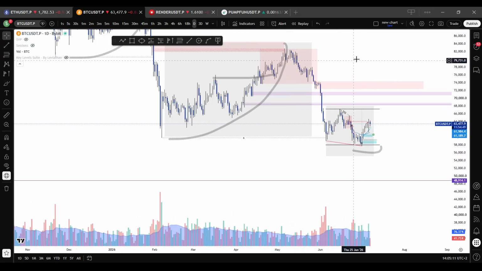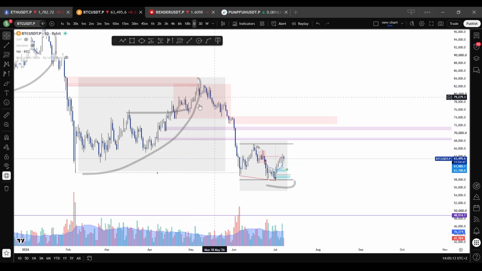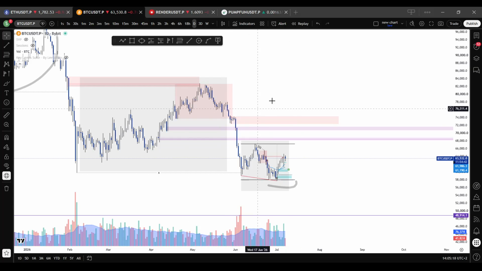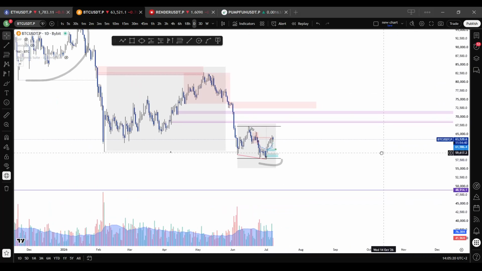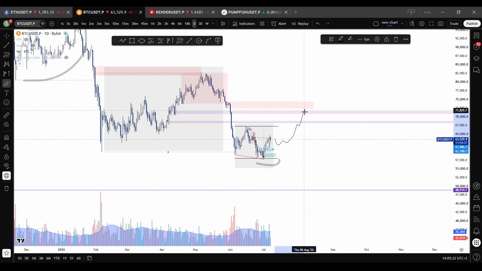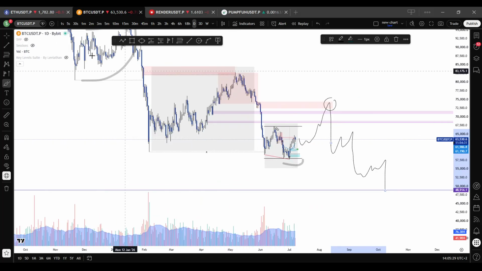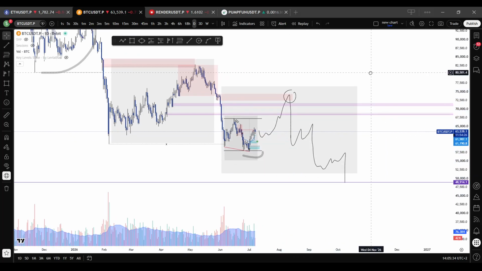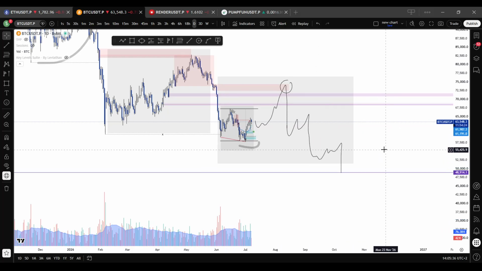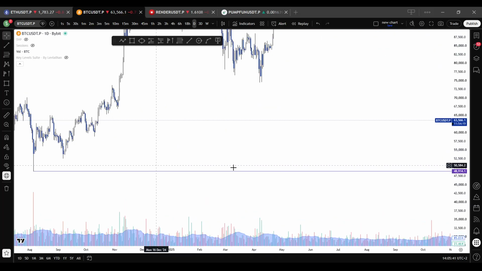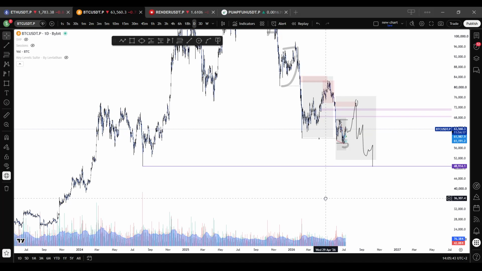I'm quite sure that here are still a lot of people, not normal people, but institutions, still looking to sell around here. And eventually, let's say we start to hit this supply zone, and then we start moving lower, we're going to get a bigger range. And this bigger range is going to be used to accumulate more positions. And maybe we're even going to take out this low. I mean, we gotta see what happens.